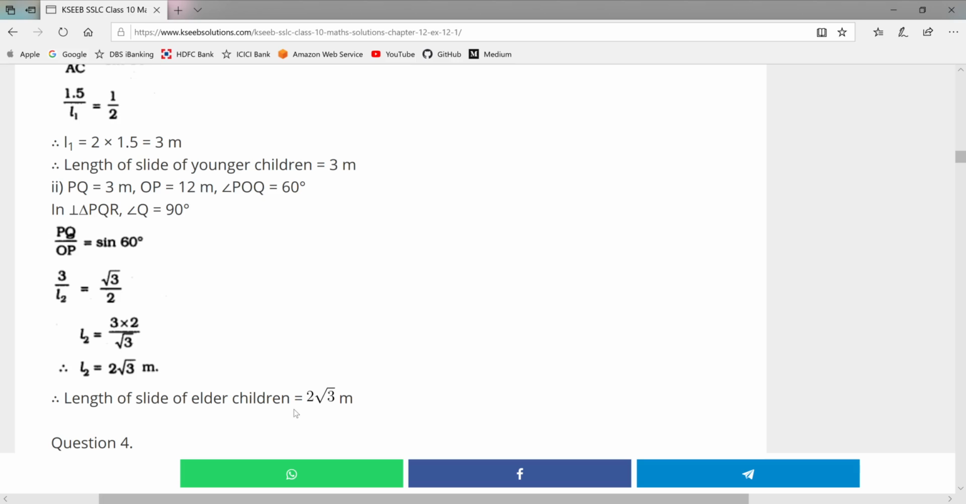We are taking the first slide and the second slide, drawing the two right angle triangles, and finding the hypotenuse side in each triangle. If we want the hypotenuse side, we have to take the angle sine, because they have already given the opposite side.